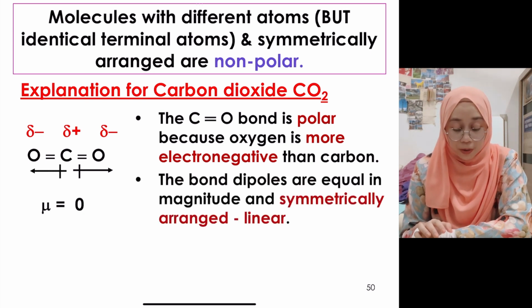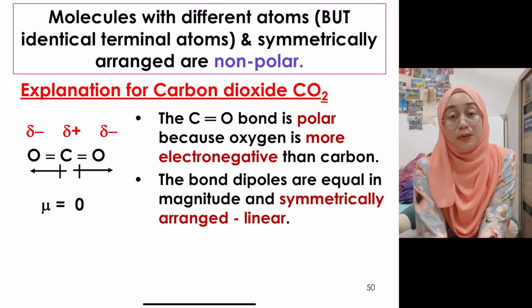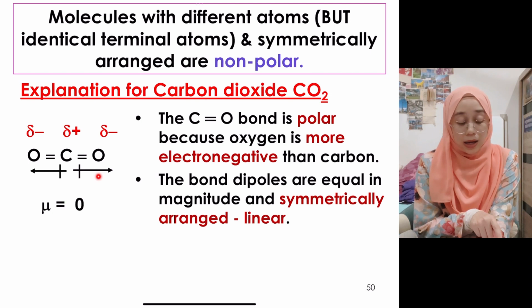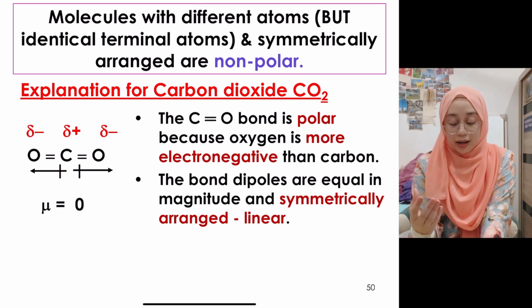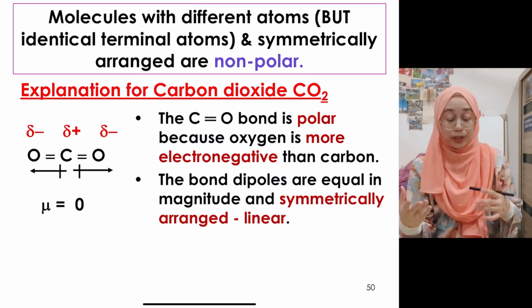Okay, and then the bond dipoles are equal in magnitude. Kenapa equal in magnitude? Sebab terminal atom dia sama kan? So C ke O, kalau magnitude dia Y, C ke O yang sebelah kiri ni pun magnitude dia Y juga. Okay, and they are symmetrically arranged. So they are considered symmetrically arranged linear.